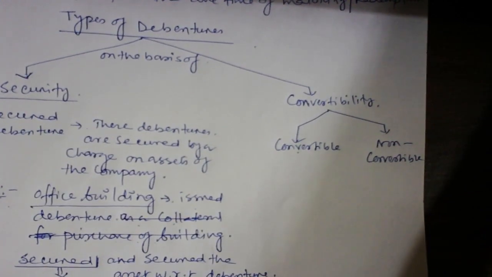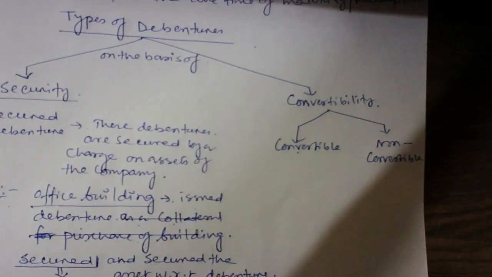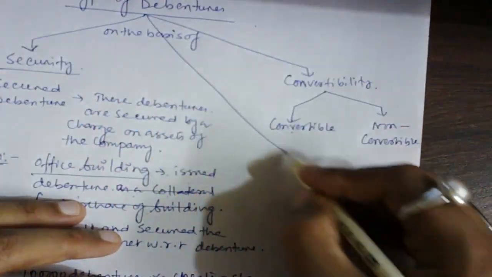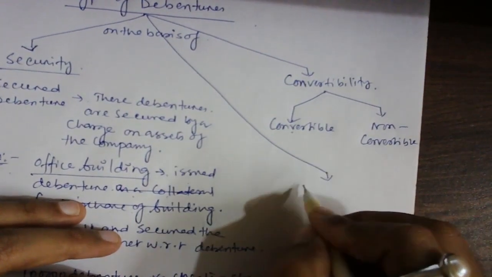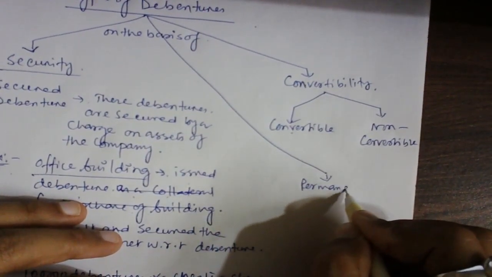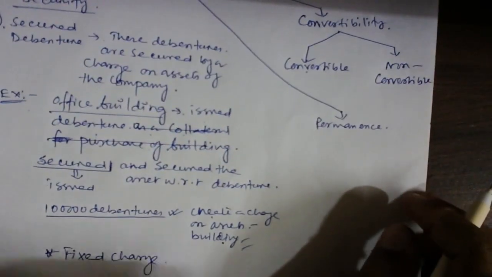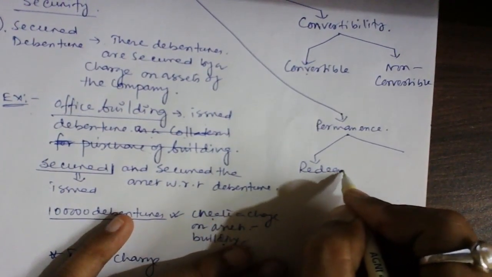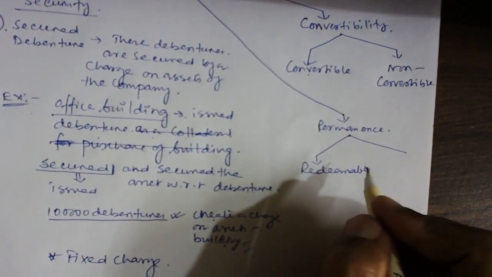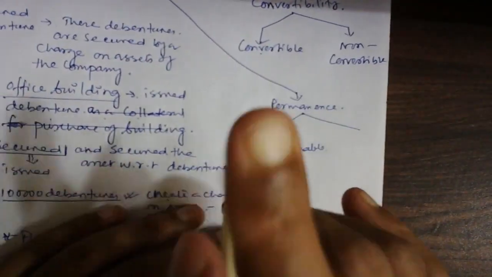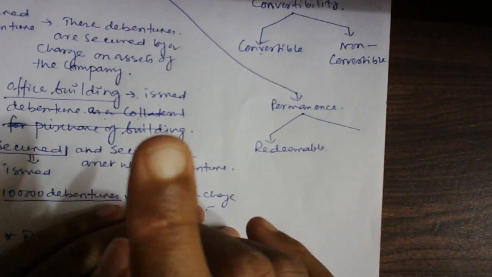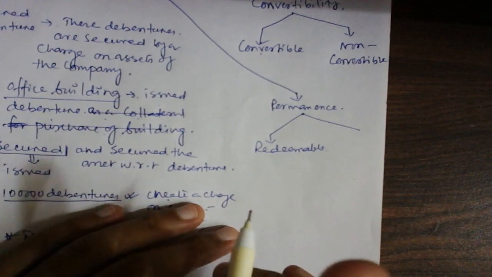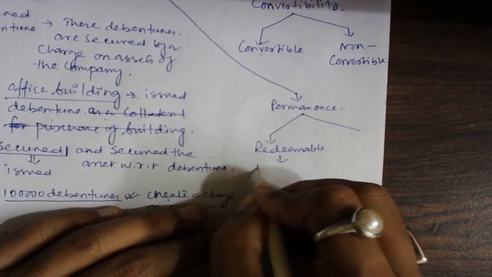And after this, permanence. Based on the permanence, which means stability, you can say. So here we have two things. One is called redeemable. Redeemable debentures are those which are redeemed after a certain period of time. Redeemable means those debentures which have to be repaid back to the debenture holder after a certain period of time.